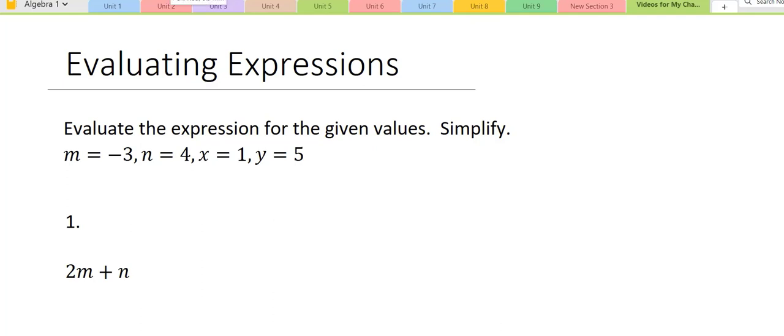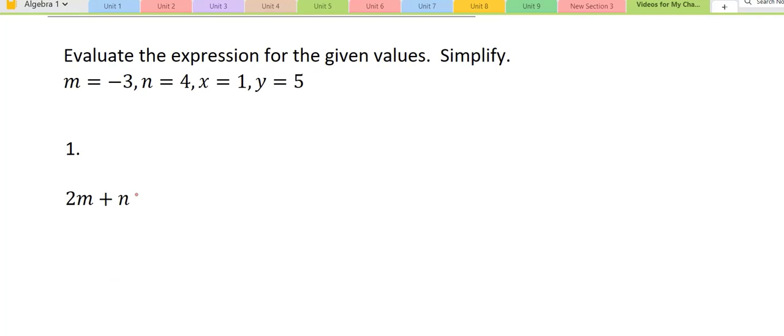Evaluate the expression for the given values. So they're giving us these values, and now what I'm going to do is write the expression, and every time I come to a variable, I'm going to insert the value for that variable. So if m is -3, I'll put the -3 there. If n is 4, I'll put it there.